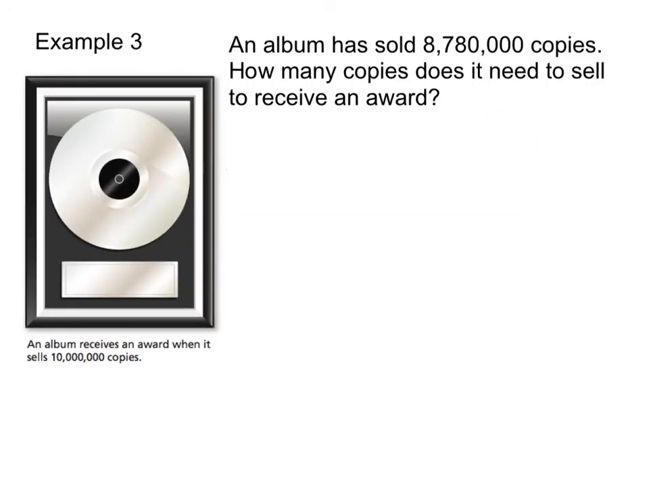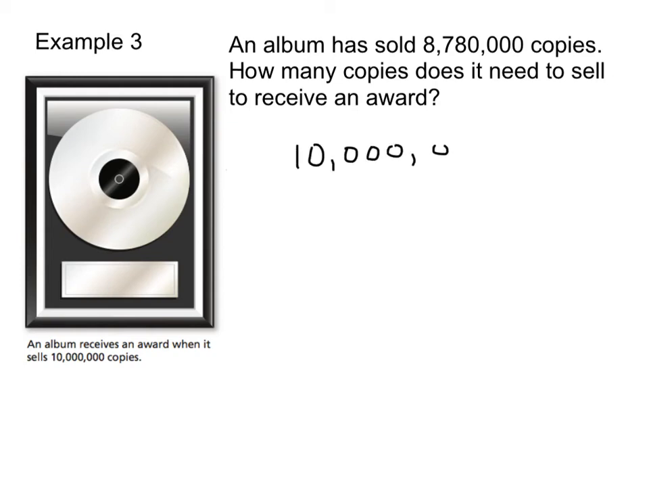Example number 3. An album has sold 8,780,000 copies. How many more copies does it need to sell to receive the award? An album receives an award when it sells 10 million copies, as it says under our picture. We want to write our answer in scientific notation. So you could just subtract these two numbers and write the result in scientific notation, and that's what we're going to do.